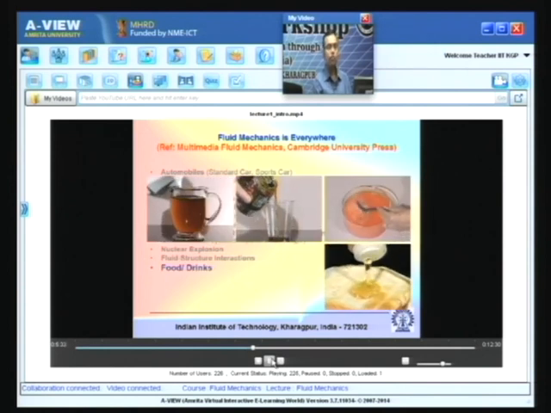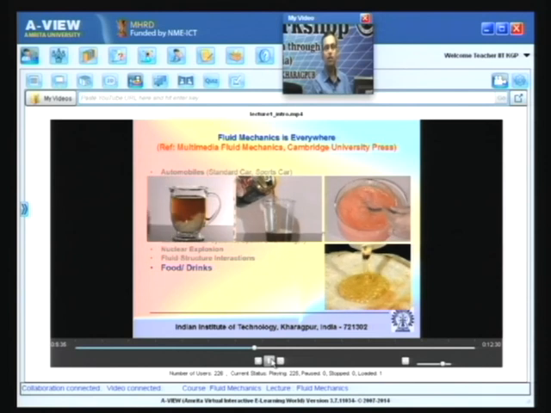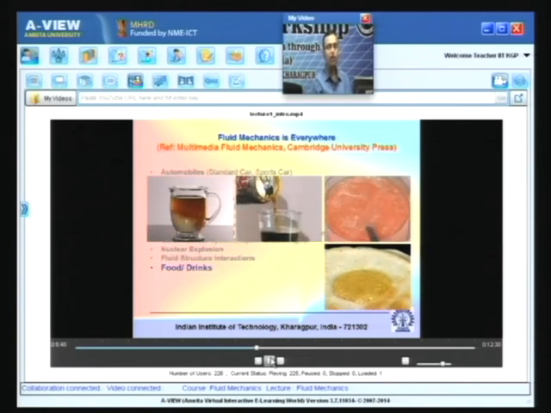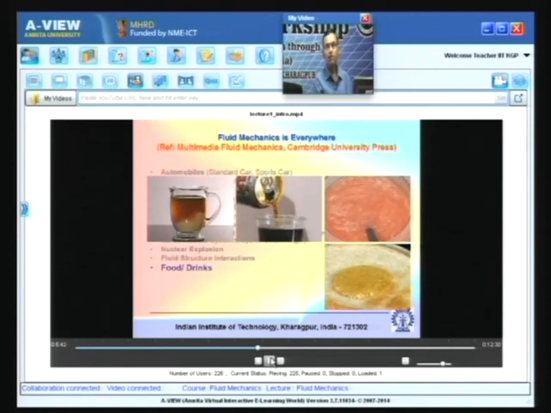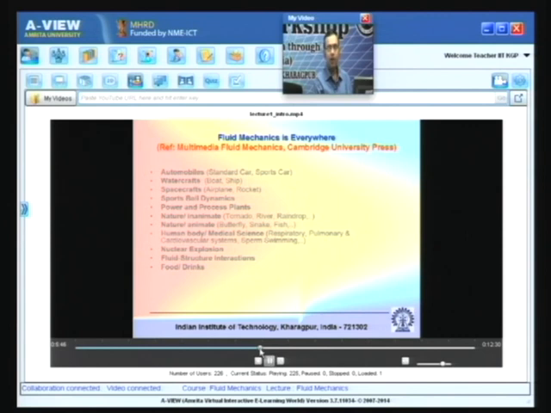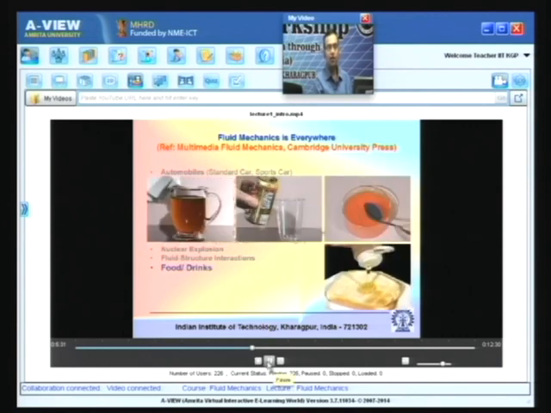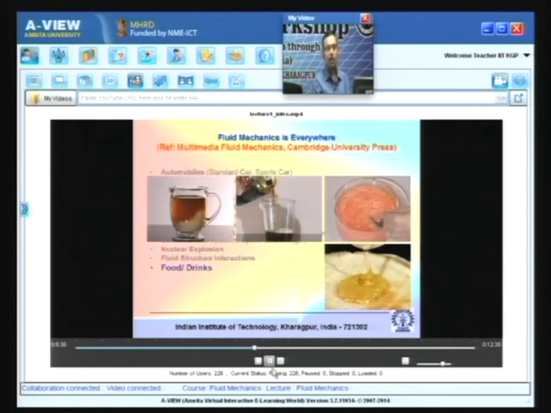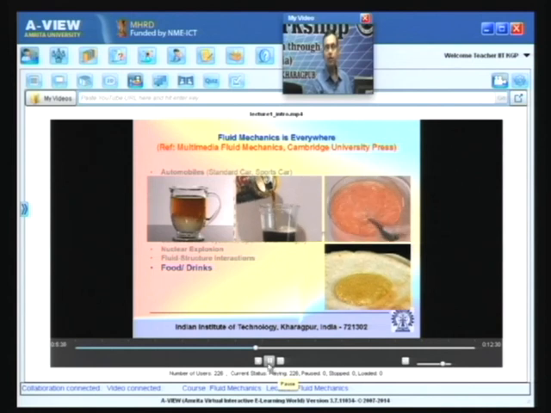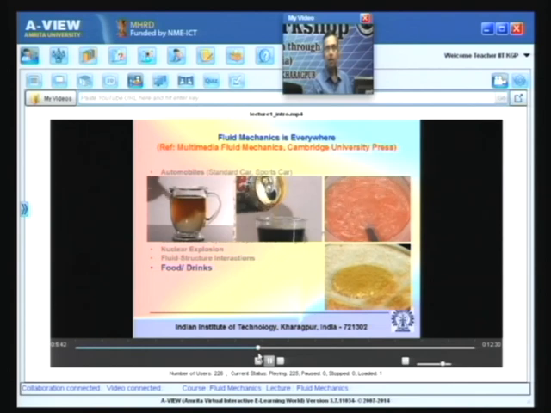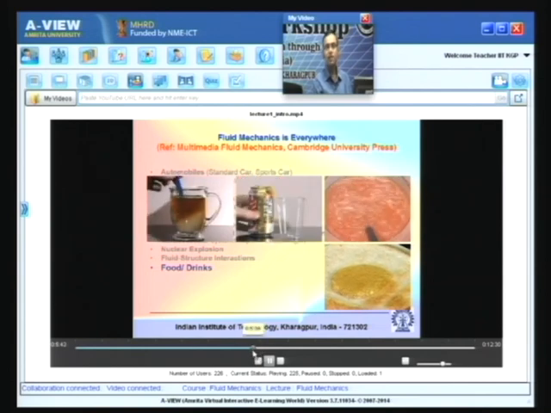Now let us come to some common day to day experience with fluid mechanics, like foods and drinks. You can see that, like a can of cold drink when it is poured in a glass, or soup when it is stirred, or some jelly or jam that is spread on the bread, all these are very nice examples.